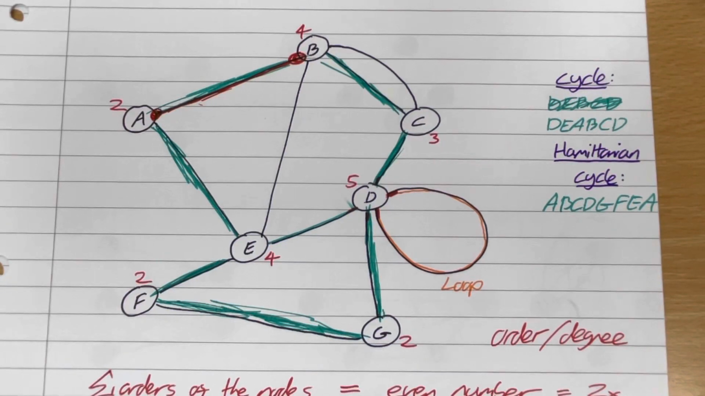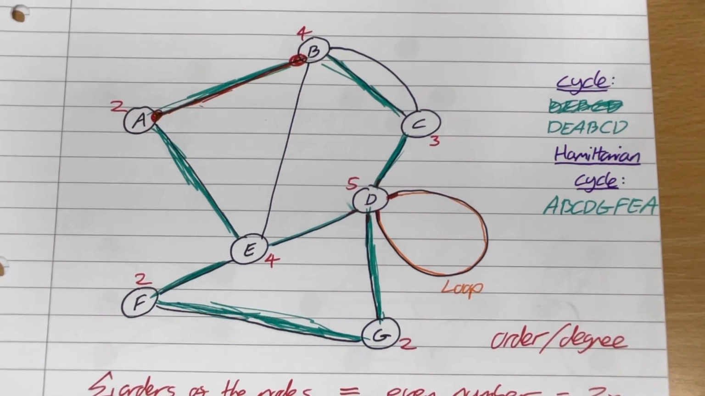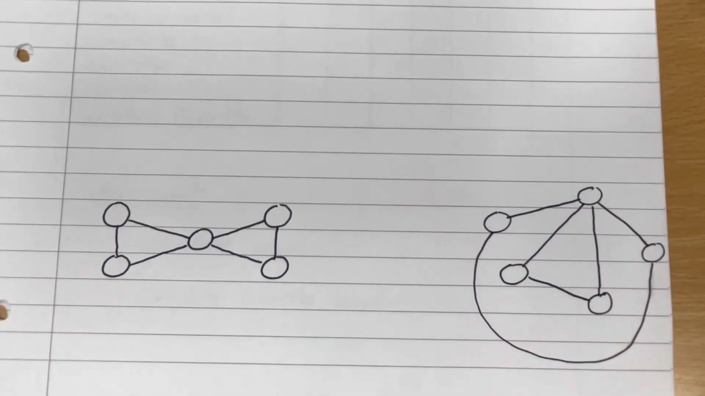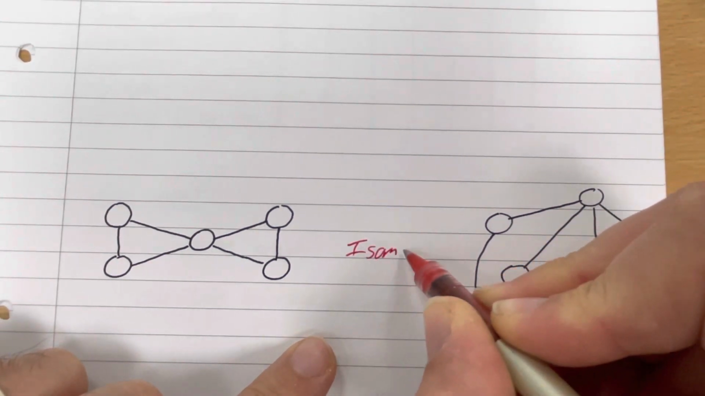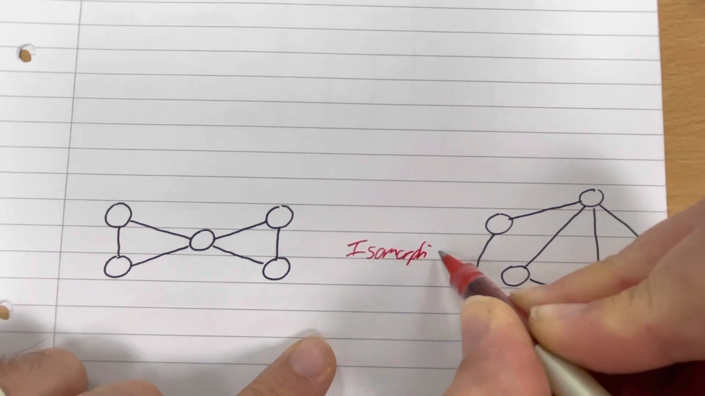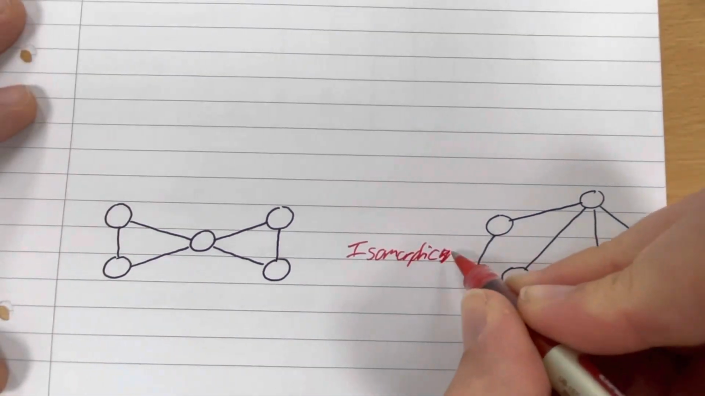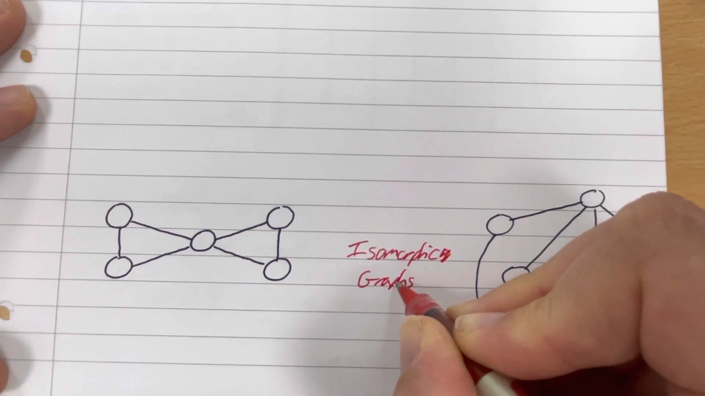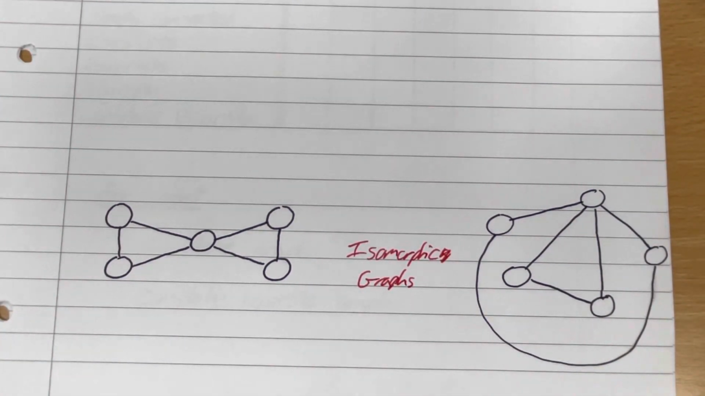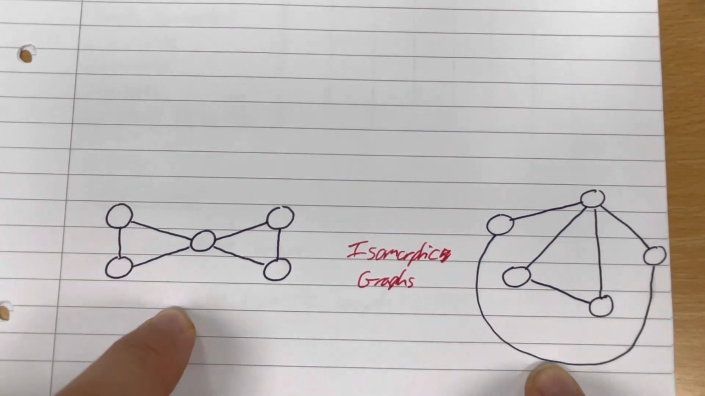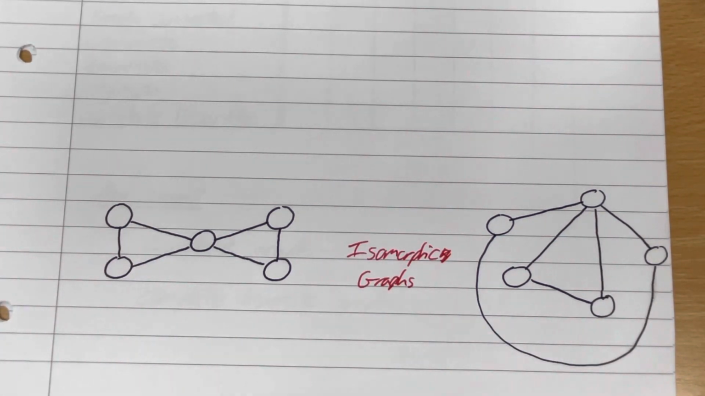There's one other thing I want to introduce you to before moving on to some other definitions, and that is isomorphic graphs. So, isomorphic graphs, these are isomorphic because actually we don't care about the shape that they produce, we care about how the nodes are related to each other. What I mean by isomorphic is these graphs are exactly the same. They are exactly the same.